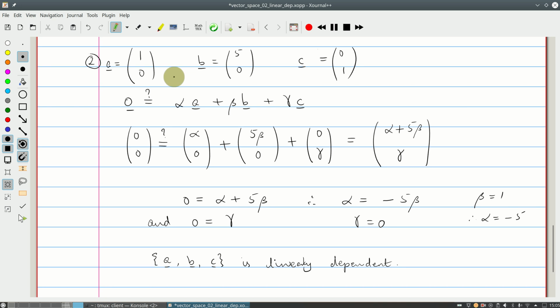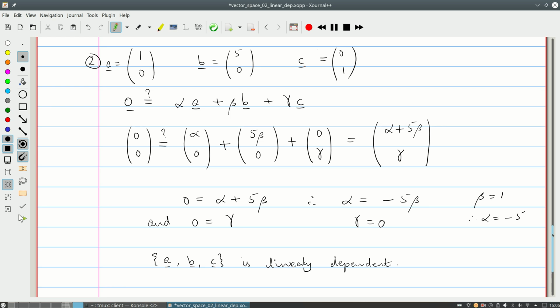Now you could see this right at the start: the vector B is simply 5 times the vector A. A and B are already linearly dependent. In fact, they are parallel vectors. C is orthogonal to both A and B, and therefore gamma had to be 0 if we wanted this to work out. But this is the way we find out if a set of vectors is linearly dependent or not.